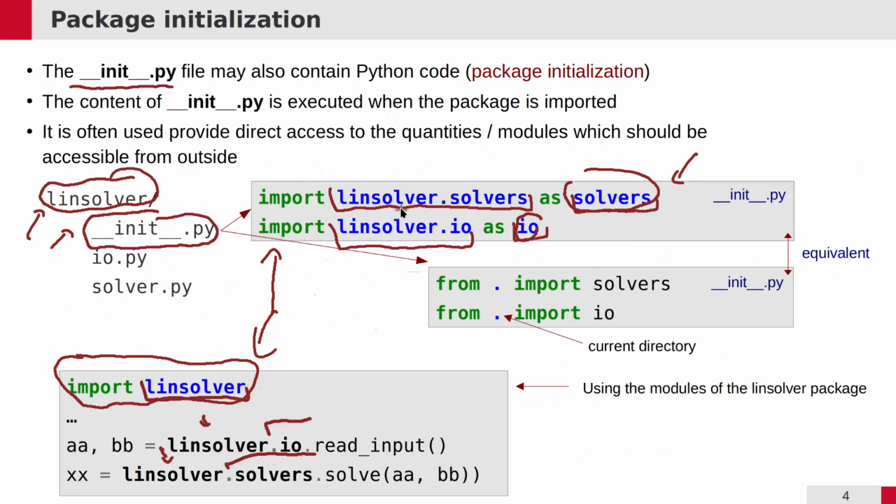There's also an abbreviation here. You don't have to write the package name again and again. Instead of that, you can use just the dot notation. Dot means: from the actual directory, import the module solvers. From the actual directory, import the module io. That would have exactly the same effect as the code above, but it's much shorter, easier to write and easier to read.